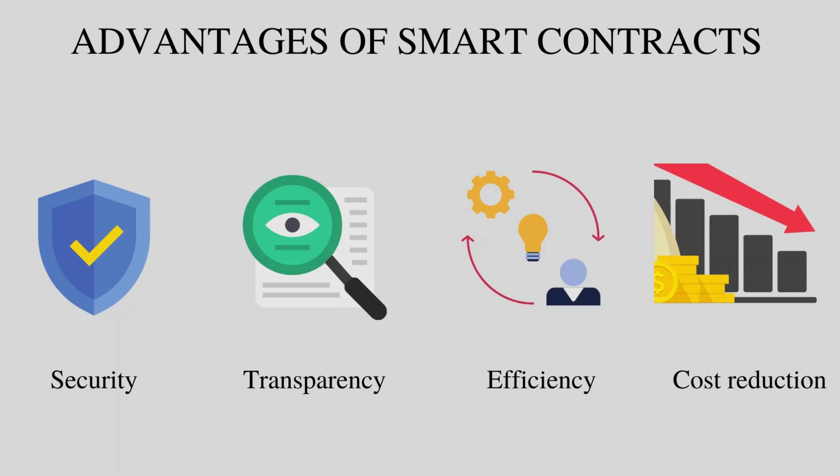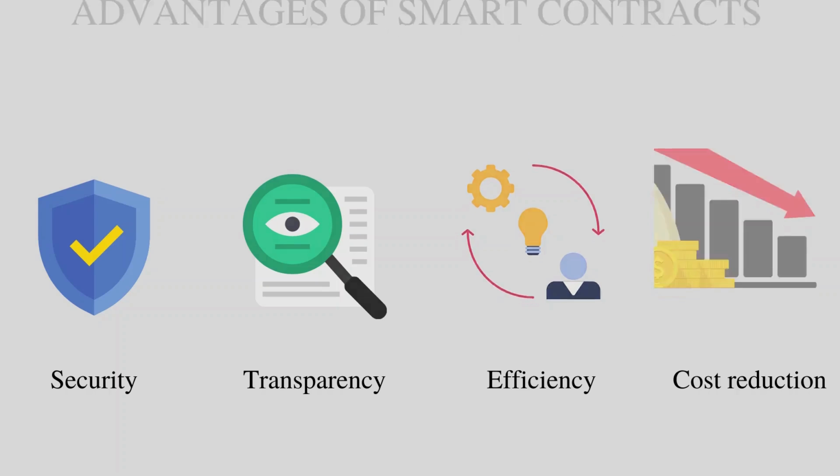Efficiency and speed. Smart contracts are digital and do not require physical papers and human work. So, this speeds up the process and reduces the risk of any human errors. Cost reduction. No third parties are needed to execute these smart contracts. This reduces the cost.